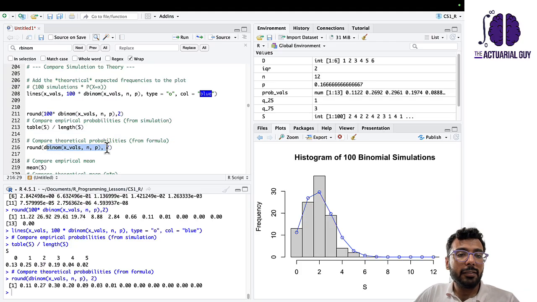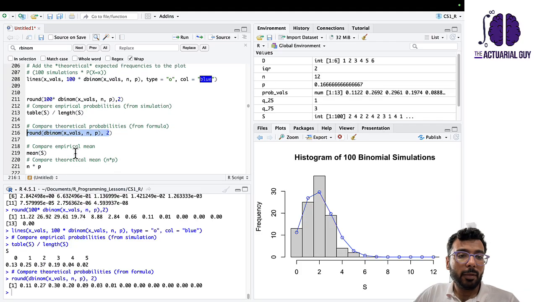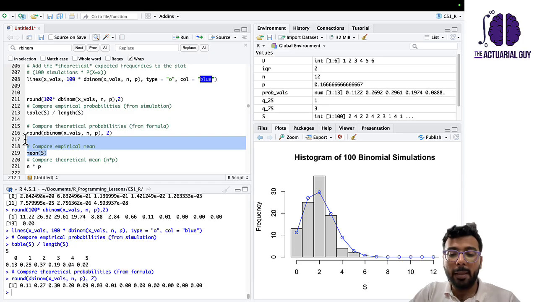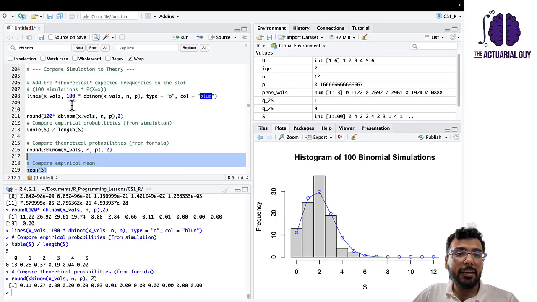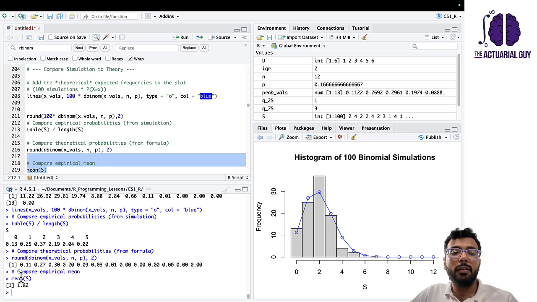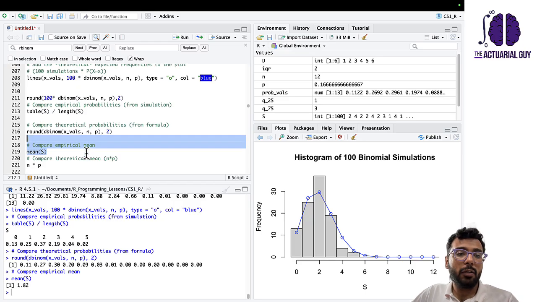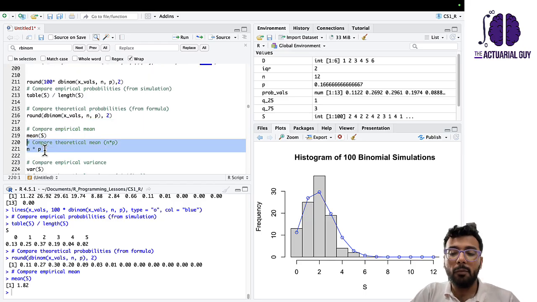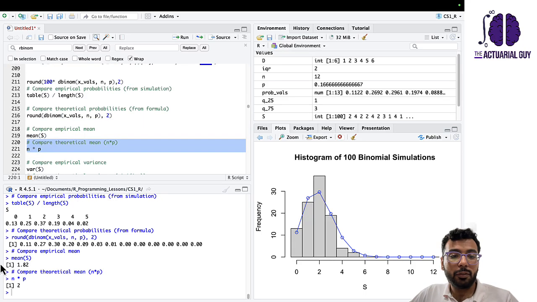So how did I get this? I just took the dbinom and rounded it to 2 decimal places. If you see the empirical mean, all of my simulations are in S. If I take the mean of S, you will see the mean number of successes in 12 trials has come out to be 1.82. If you compare it to the theoretical mean, which would be np for a binomial distribution, that's 2. So that's lower. That's the sampling bias.